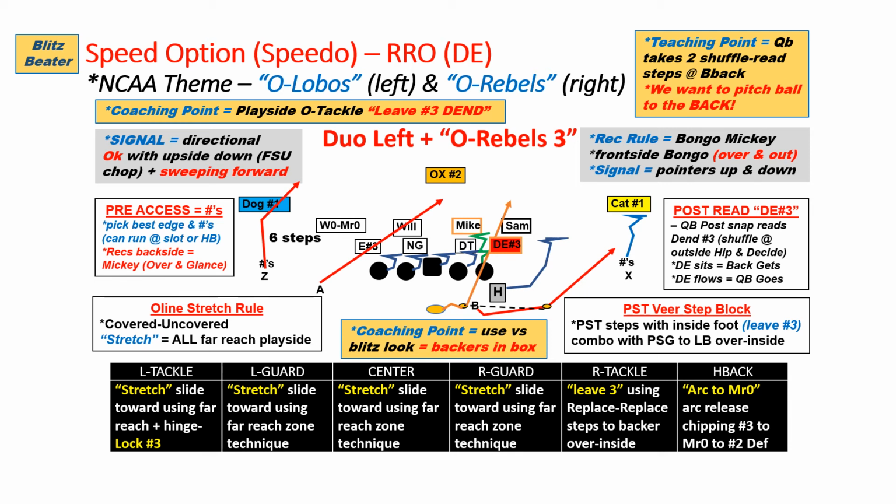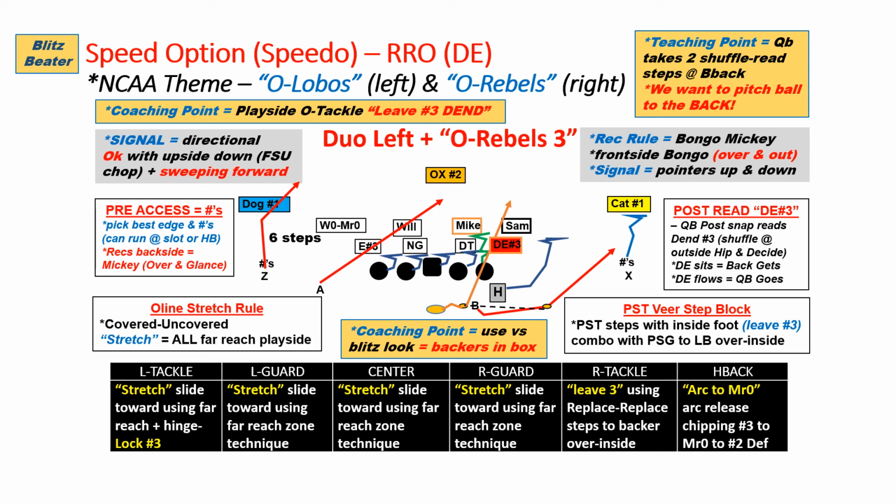Quarterback here, this is huge. We want to ultimately get the ball pitched to the back. So what he's going to do is take 2 shuffle steps with his play side foot, which would be his right foot in this diagram, right towards the outside hip of the defensive end, trying to get him to just squat so we can get the ball pitched. Real simple read. Again, if the defensive end stays on the line of scrimmage and keeps his shoulders squared towards the quarterback, then we're going to pitch that to the back.